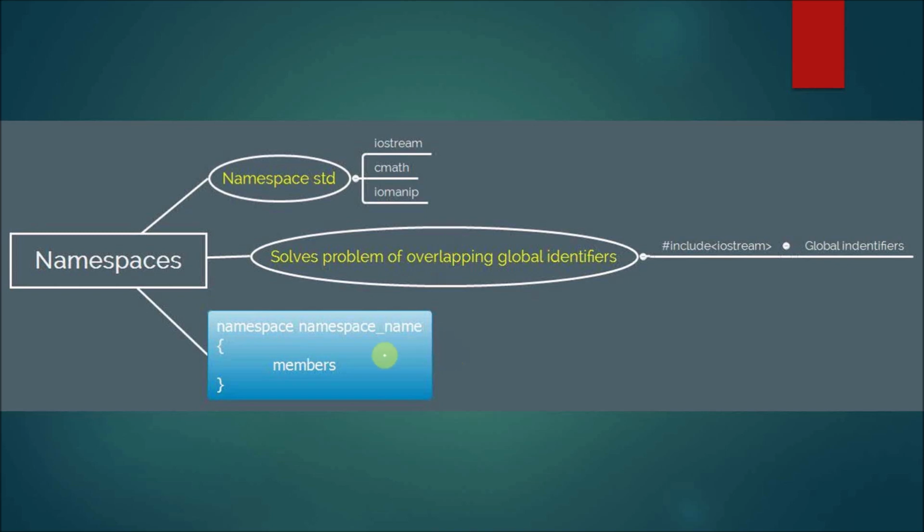Here's the syntax of how you would create a namespace. You just simply say namespace and then the name of the namespace, such as standard. Okay, and then you list the members. The members can consist of constants, variable declarations, functions, or even another namespace.